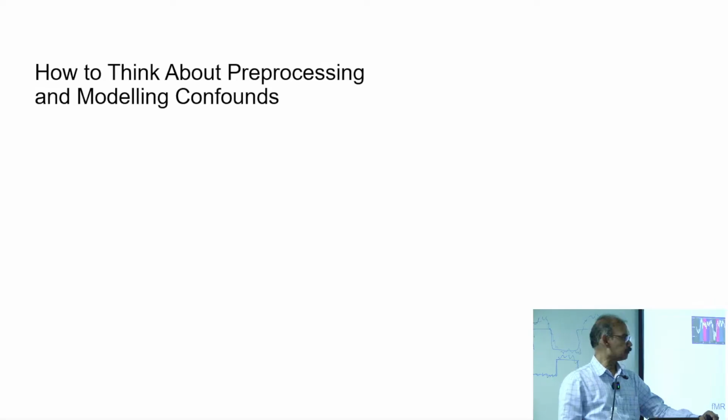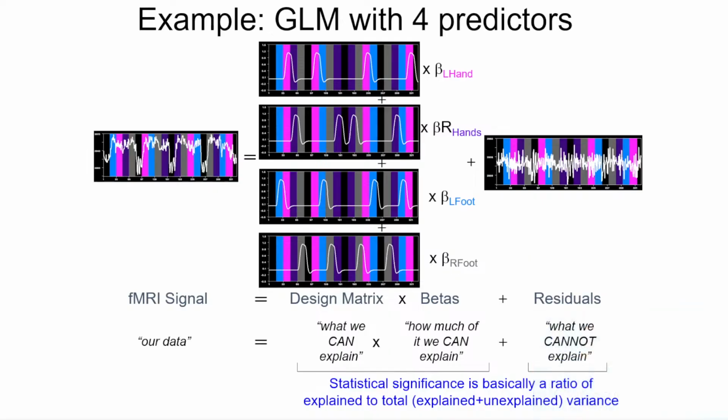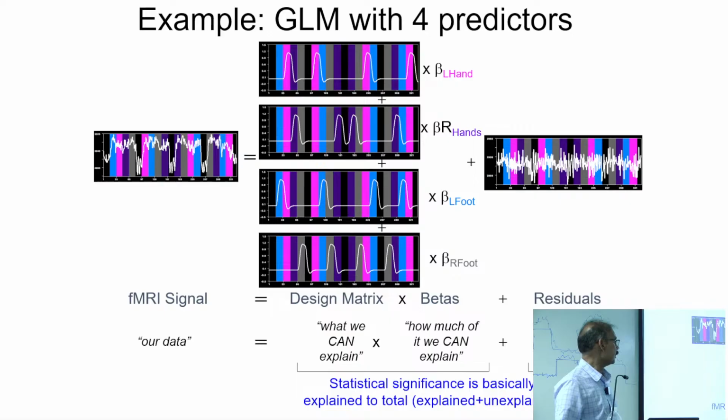And based on the example we did yesterday, if we have 4 predictors like left hand, right hand, left foot, and right foot, then the fMRI signal is the design matrix multiplied by the betas plus the residual, right? So we have to find the weights corresponding to each of these signals, right?